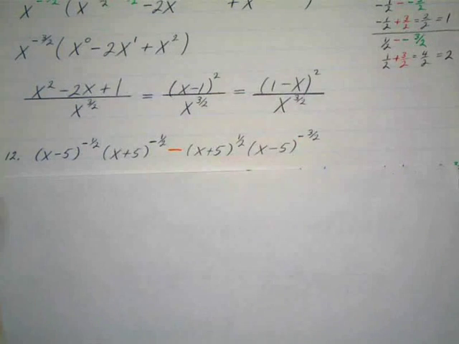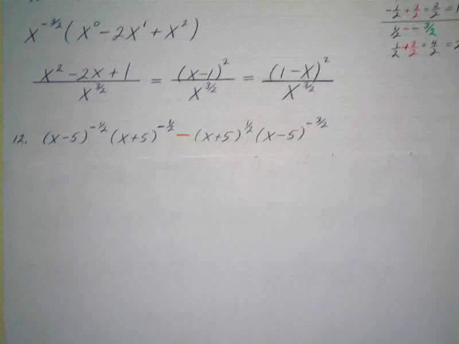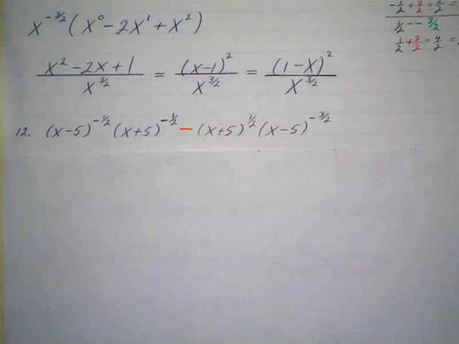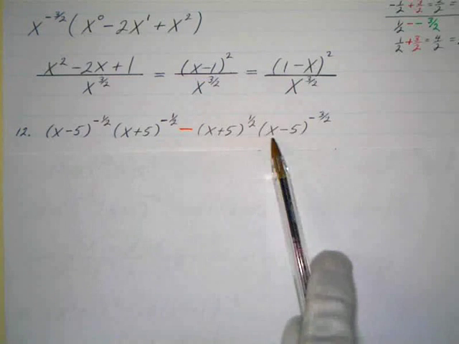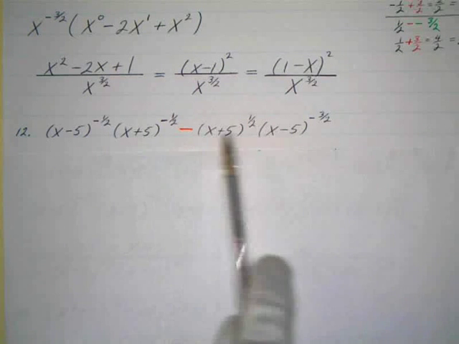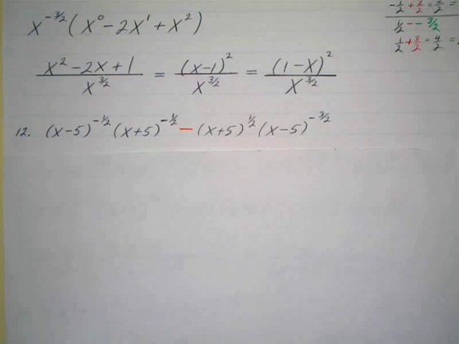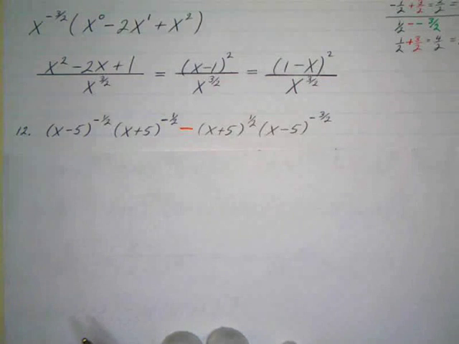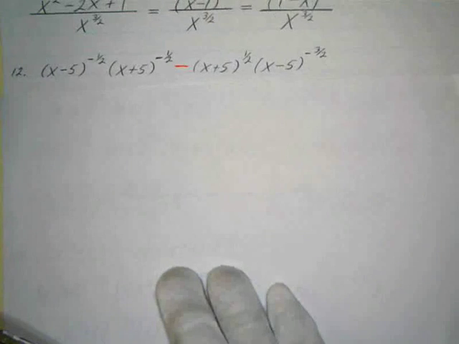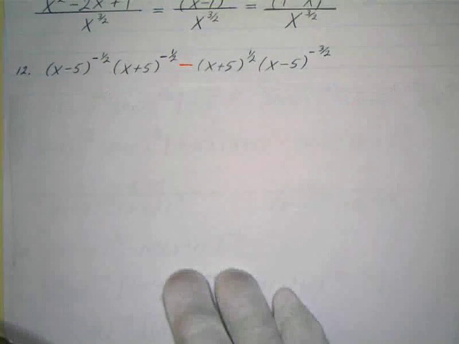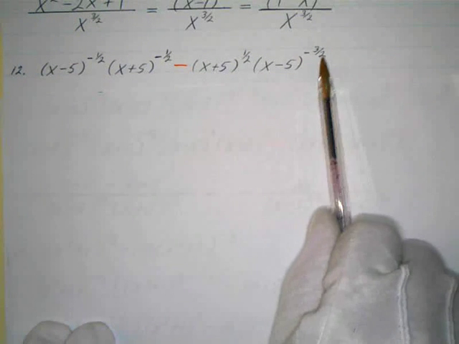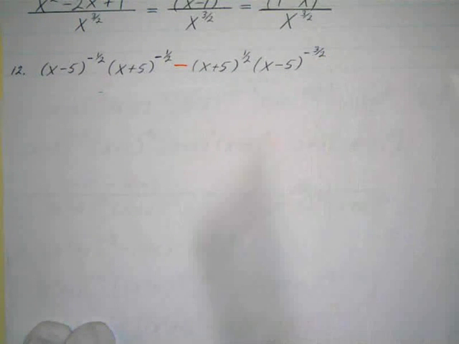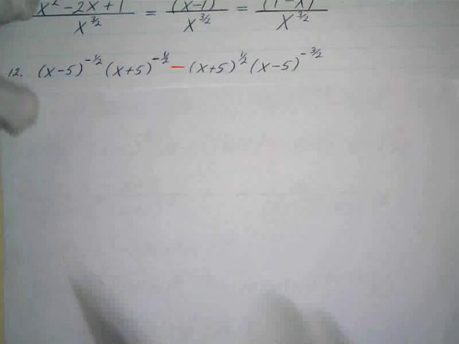Now this starts to get a little bit more interesting, because now we have two common factors in each term. I've got an x minus 5 here and an x minus 5 here. I've got an x plus 5 here and an x plus 5 here. So this is going to be a lot of fun. Okay. So if I look at the x minus 5, what's my least power there? Well, I've got negative 1 half and negative 3 halves. Negative 3 halves is more negative, so that's my least power. So I'll take that negative 3 halves out.